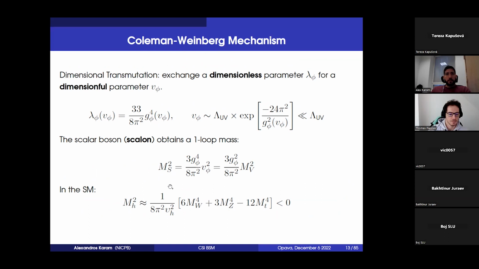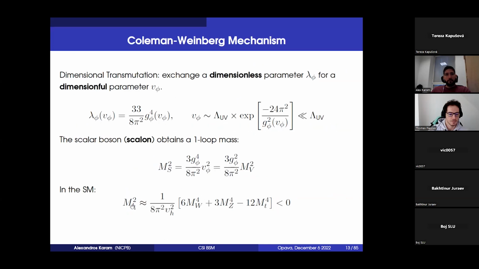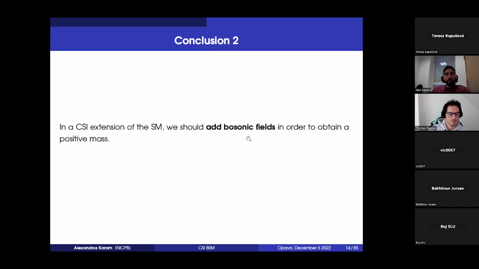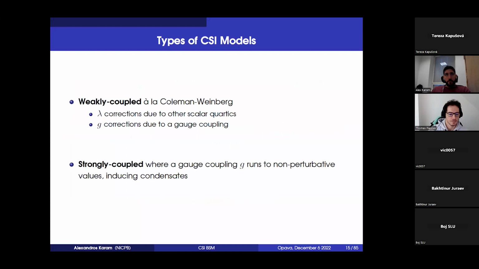Now, if we were to apply this mechanism to the standard model, because of the very large mass of the top quark, we would find a negative mass for the Higgs. So if we were to start with a scale invariant potential, without this term for the Higgs, unfortunately, we would find a negative physical mass for the Higgs boson. So in order to get a positive mass, we should add bosonic fields in our theory. If we construct a scale invariant extension of the standard model, we would need bosonic fields in order to obtain a positive mass, because the bosonic fields enter with a positive sign. Now, there are many scale invariant models that have been proposed in the last few years. Most of them are weakly coupled, but some of them are also strongly coupled. I will focus on weakly coupled models.